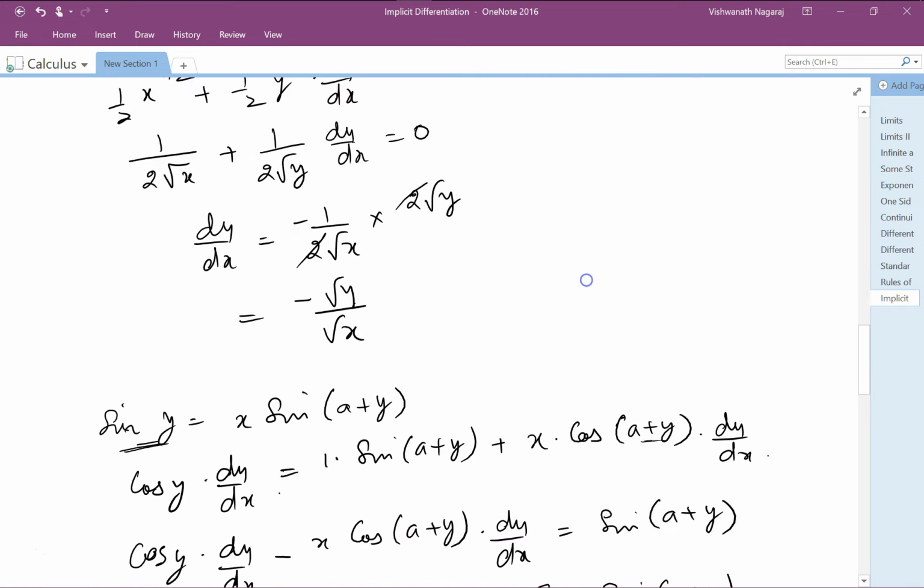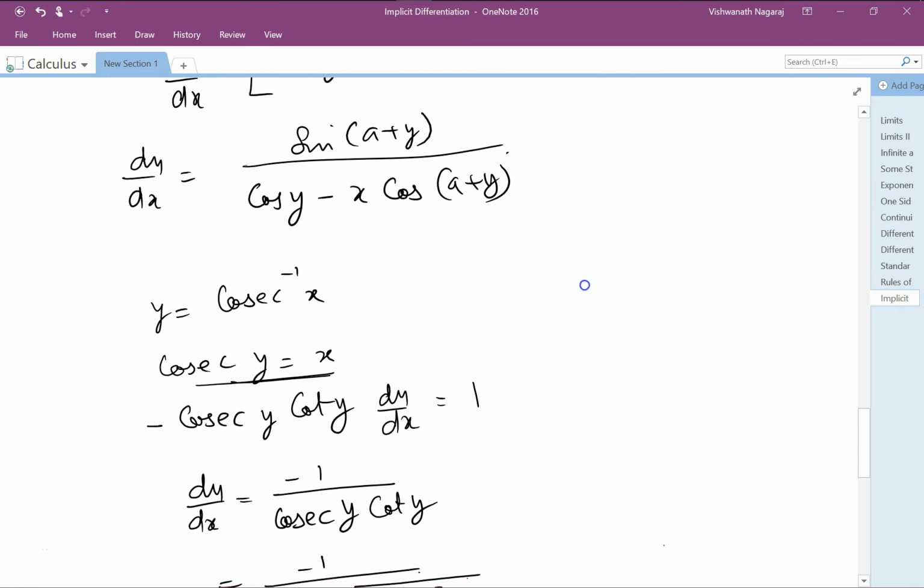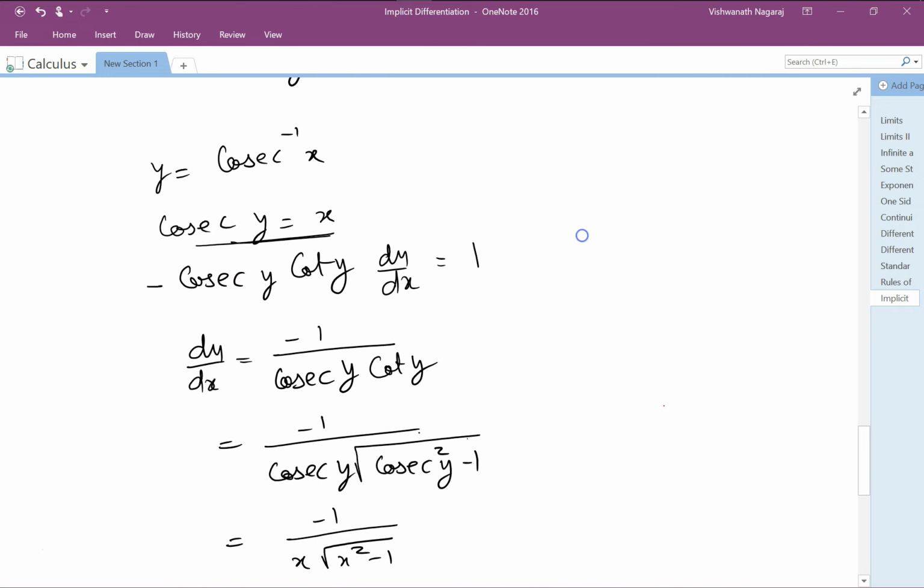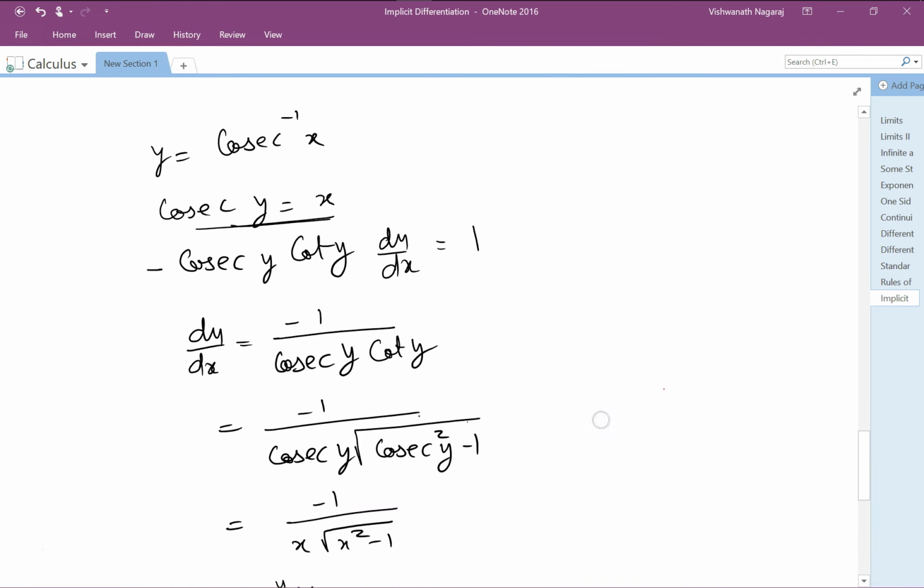Second thing is, if you remember here, I just mentioned that dy by dx of cosec y is minus cosec y cot y. We may remember it, we may not remember it. So what do we do in such a situation? Very quickly you can derive it.